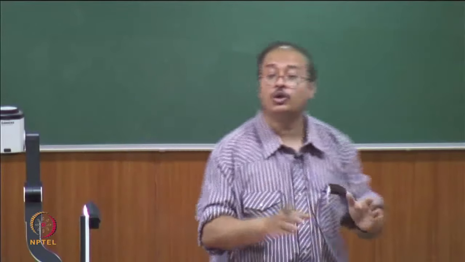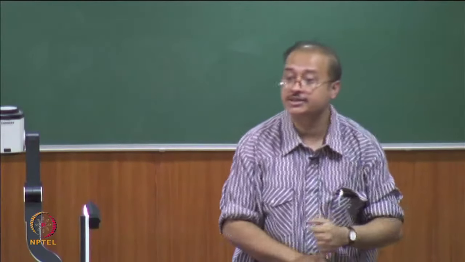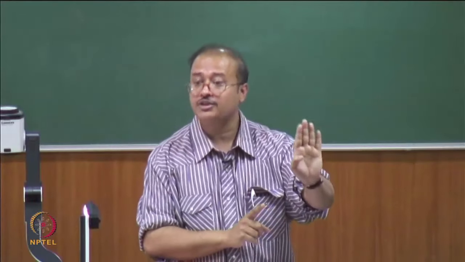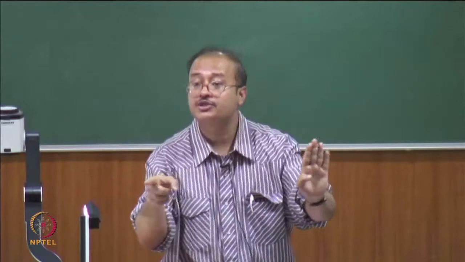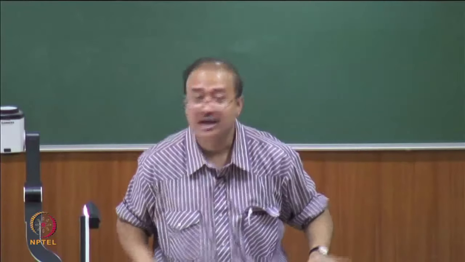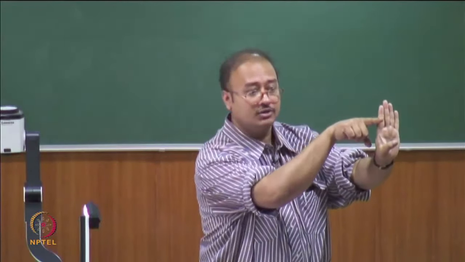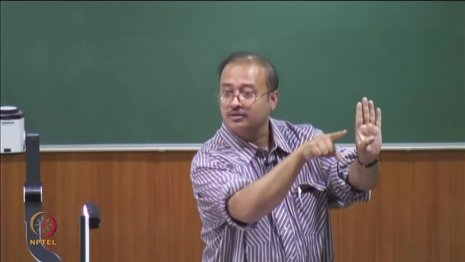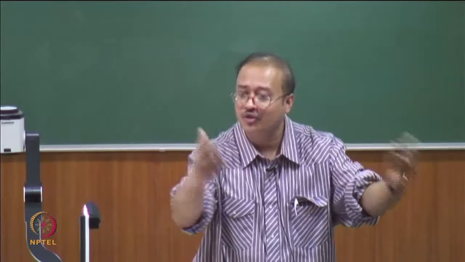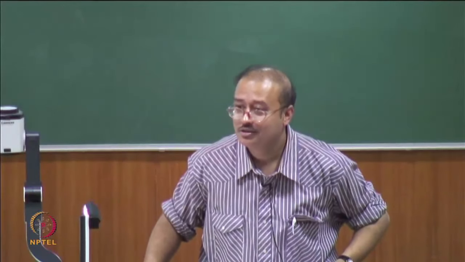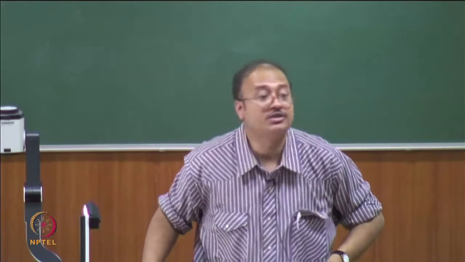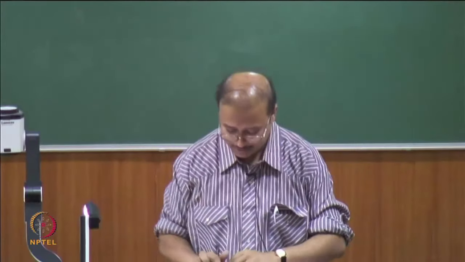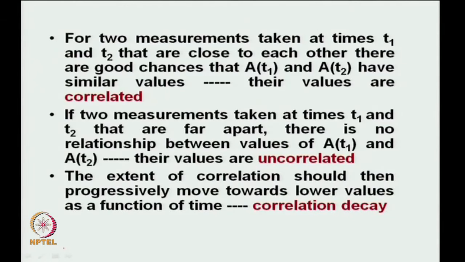So, this is essentially what a correlation function tells. If I start with a certain property, what happens to the correlation function as a function of time? The correlation would start from a very high value, and then it would slowly go down, because it would become uncorrelated. That means there would be a decay in your correlation function. This is referred to as a correlation decay, and that is the third point. The extent of correlation should progressively move towards lower values as a function of time, and this is referred to as correlation decay.